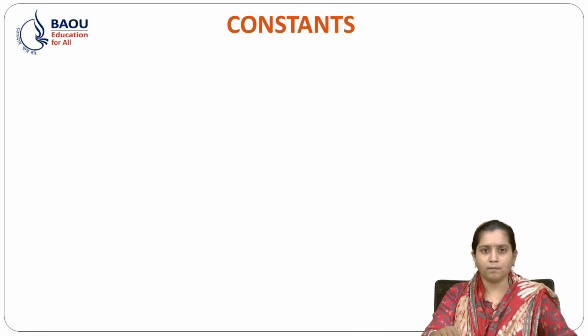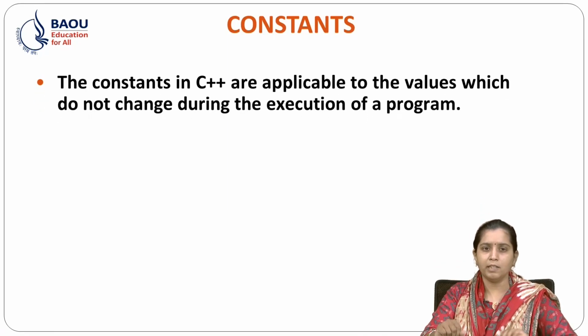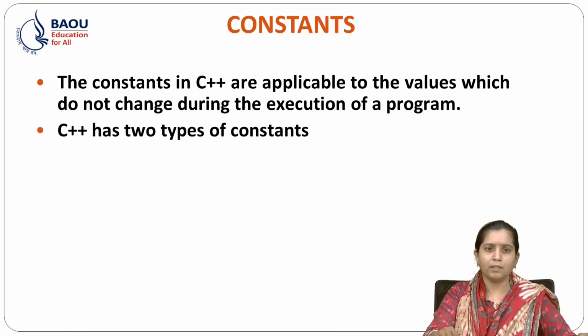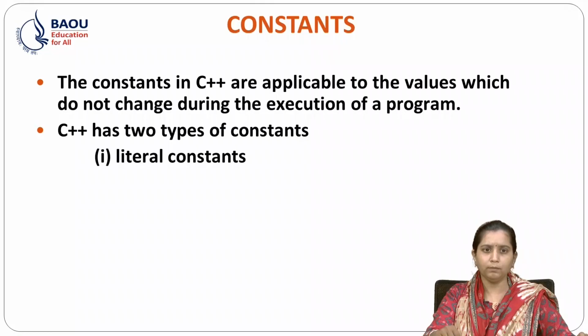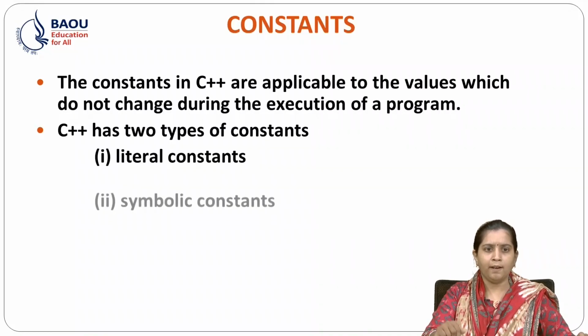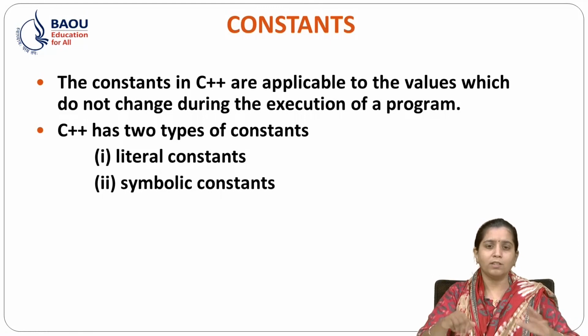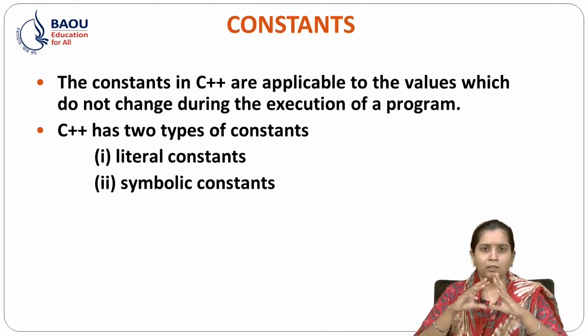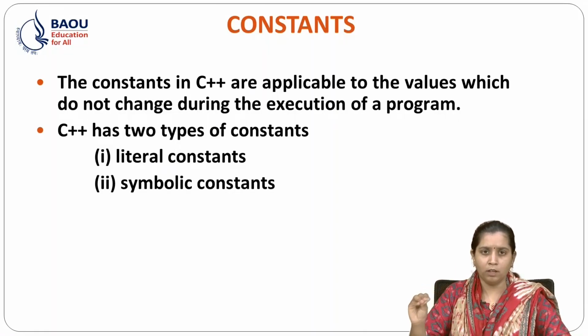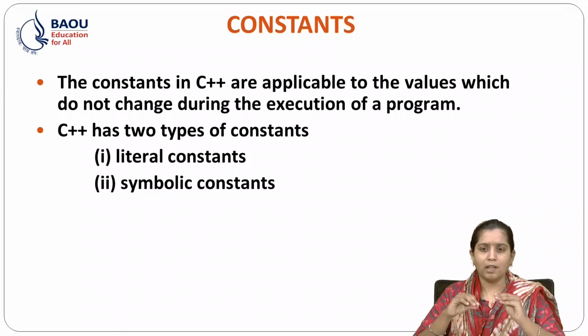Constants. The constants in C++ are applicable to the values which do not change during the execution of the program. C++ has two types of constants, literal constants and symbolic constants. Constants are fixed values like 3.2, 9.3. So constants, as the name itself says, constant is a fixed value.